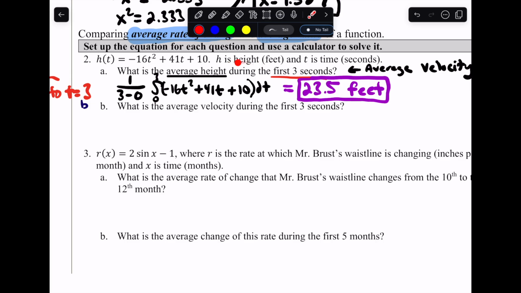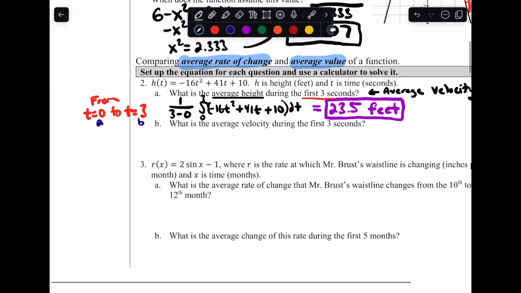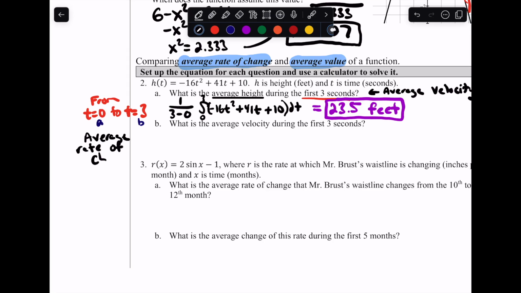Since the original function was in terms of height, that is a position, and I know that velocity is the derivative of position. So in order to get that velocity, I'm going to need to be thinking about the derivative or the slope. Because of that, this is making me think more of an average rate of change, while in our last problem we were using that average value equation.